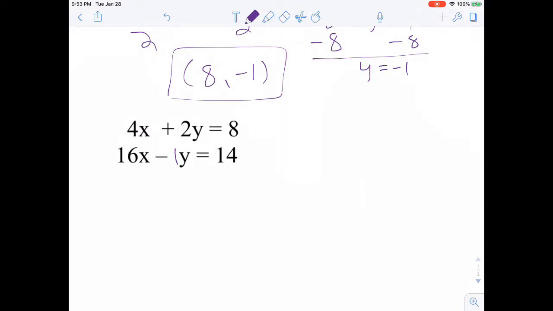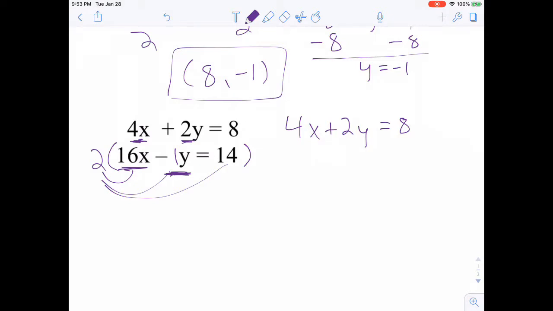So looking at my equations here, I could multiply 4 by something to get the opposite of 16, or I can multiply -1y by something to get the opposite of 2. It's easier to multiply this bottom equation by 2. Doing so will allow me to have the opposite of my y here. I did not do anything with my first one, 4x plus 2y equals 8. But now I'm going to distribute this 2 to everything in the second equation. So I get 32x minus 2y equals 28.